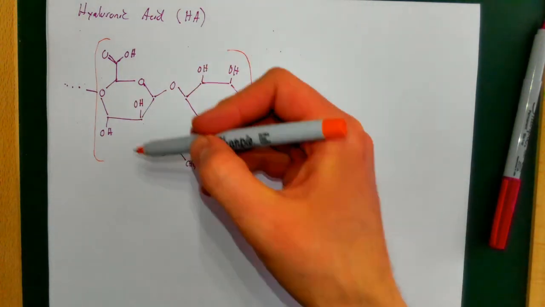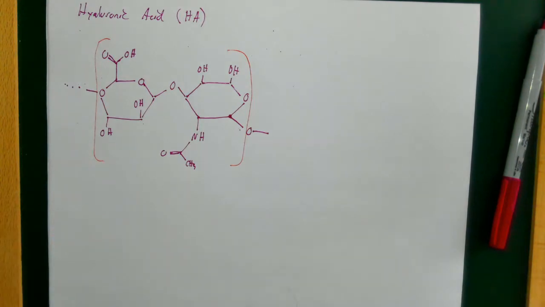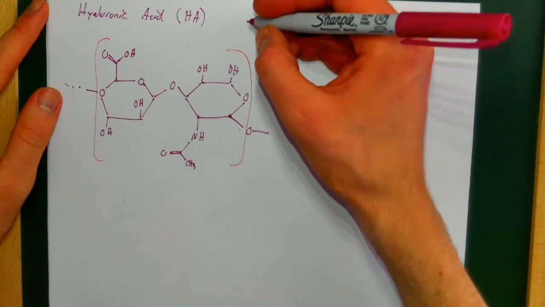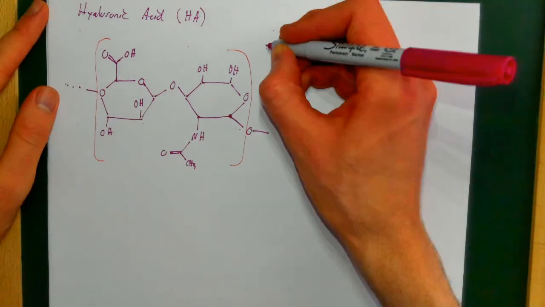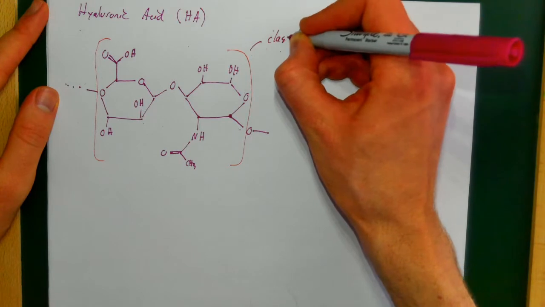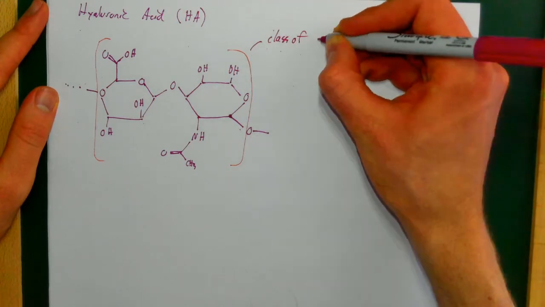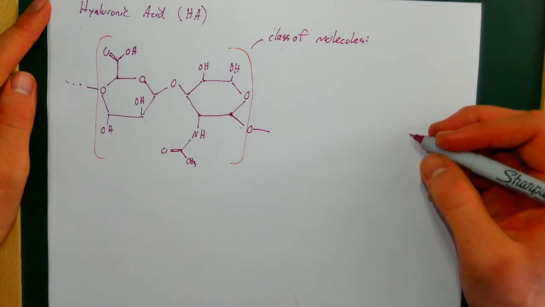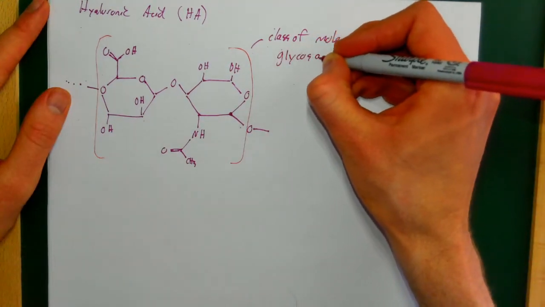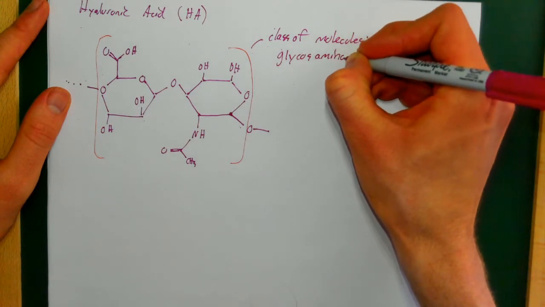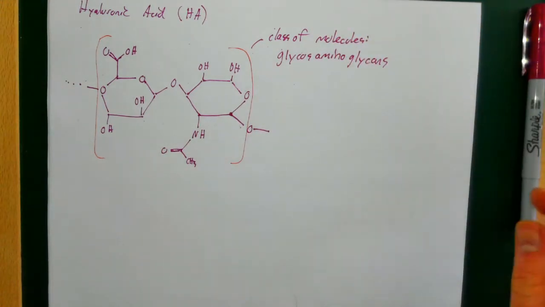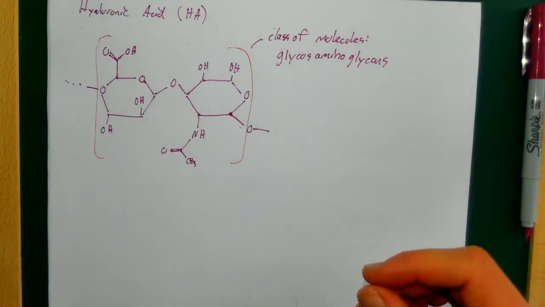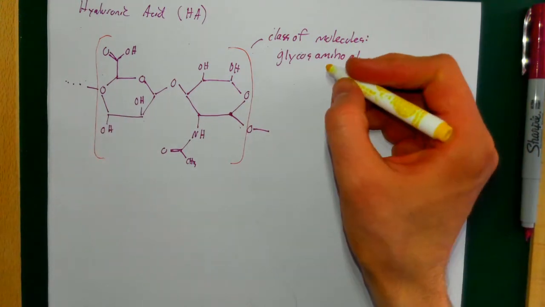So this is what hyaluronic acid looks like. Hyaluronic acid is one particular type of molecule. So this class of molecules are called glycosaminoglycans. And this is a big long word, right? It's something you would want to use if you wanted to flex a little bit to your non-scientist friends. What are some of the key things here?